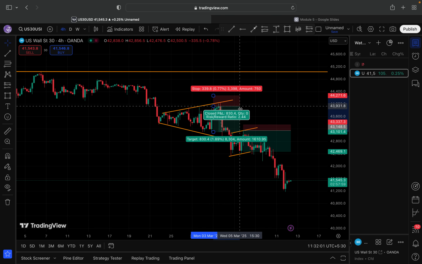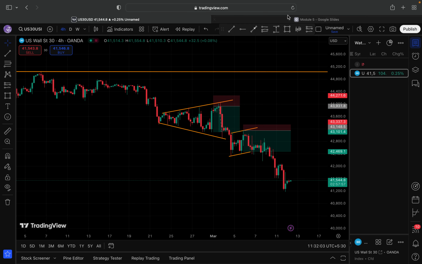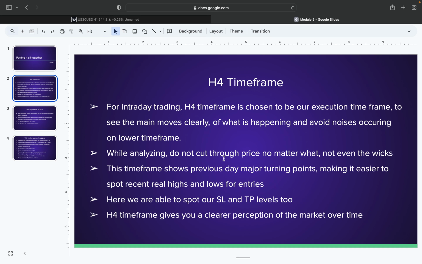That is it for this H4 time frame. For any intraday trading, you can spot your SL and TP levels perfectly with the H4 time frame. And if you're swinging, you're also able to spot them on your daily and weekly time frame. But on H4, for intraday, it is perfect for spotting SL and TP levels without false highs and lows.